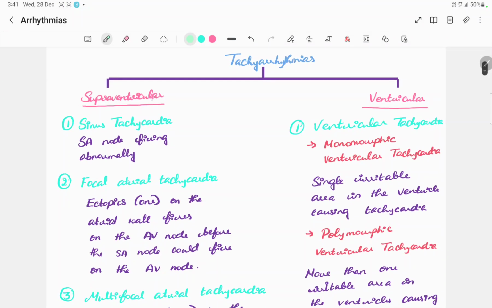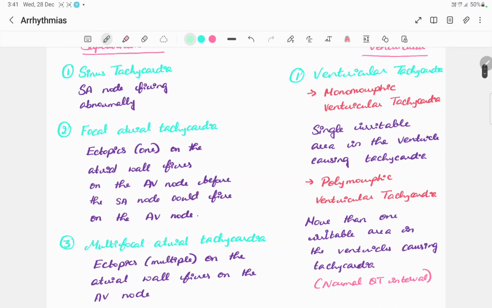So first we'll see about supraventricular tachycardia. It is further subdivided into sinus tachycardia, wherein the SA node fires abnormally. So that is the sinus tachycardia. Second one is the focal atrial tachycardia.